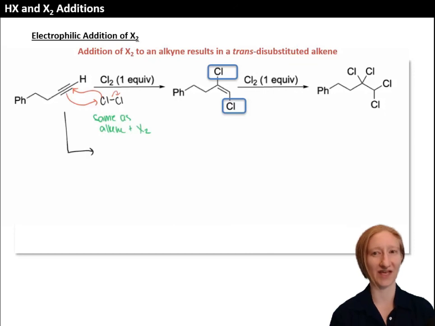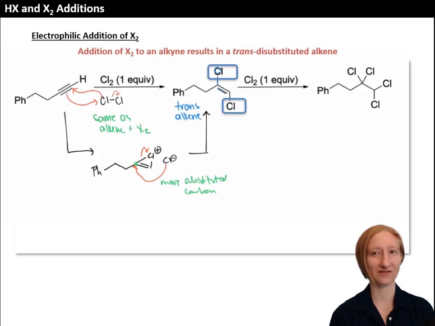Then the electrons in the XX bond, or the chlorine-chlorine bond, break and go to the chlorine to form the chloride anion. The chloride anion then attacks the more substituted carbon of the ring. This is the more electrophilic carbon, and the ring opens with the formation of the new carbon-chlorine bond. In this mechanism of ring opening, the attack by the chlorine leads to trans-stereochemistry of the dihalogenated product.